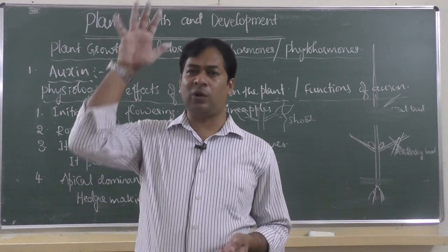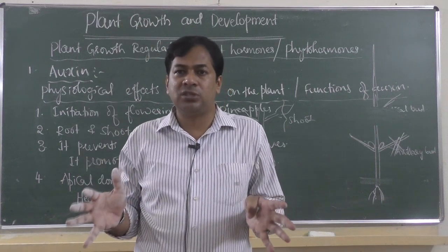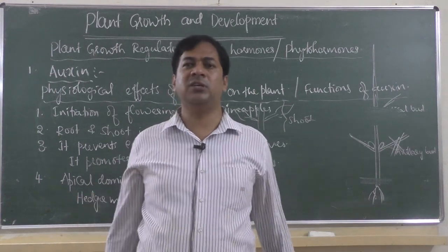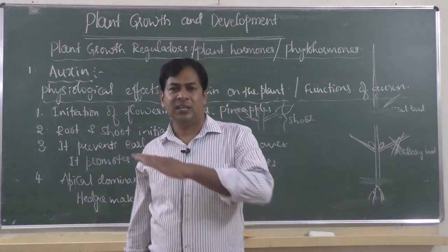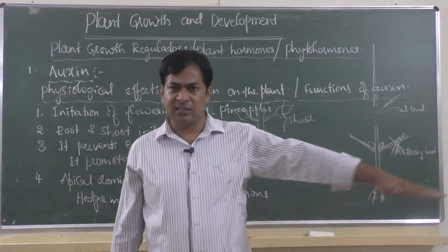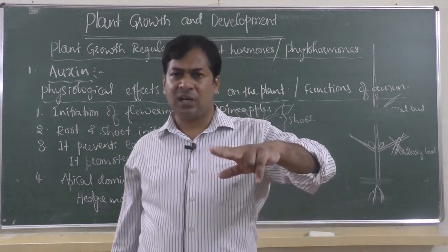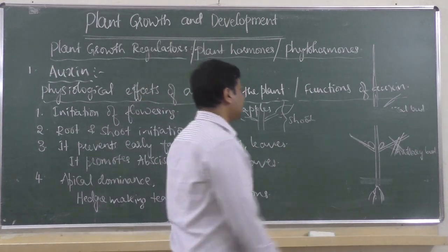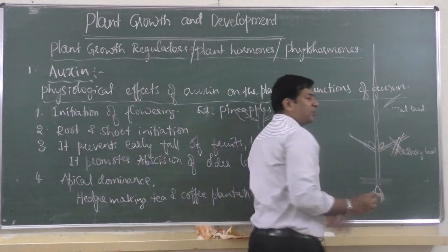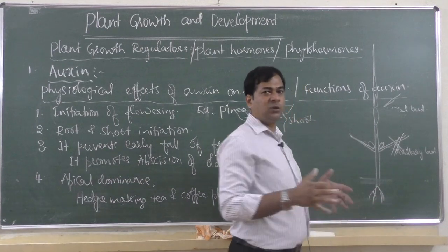Hedge making means, in tea and coffee plantations, we notice that tea plants and coffee plants don't grow taller. They grow like bushes, short. I think you have seen tea and coffee plantations. It will be at one level only, and it looks very beautiful. They cut the tip of the upper part of the plant. Why? Because if the apical bud is there, it doesn't allow the lateral bud to grow, so branches don't grow and it doesn't grow like a bush.